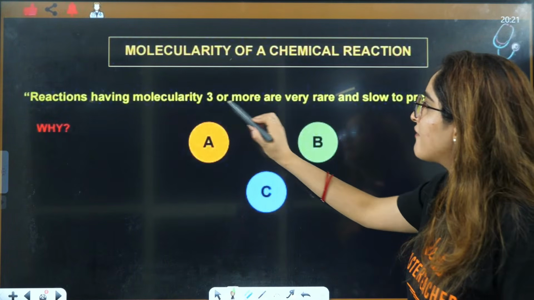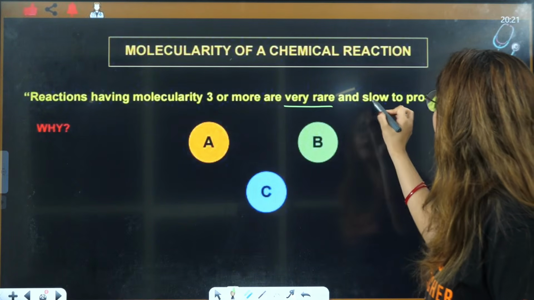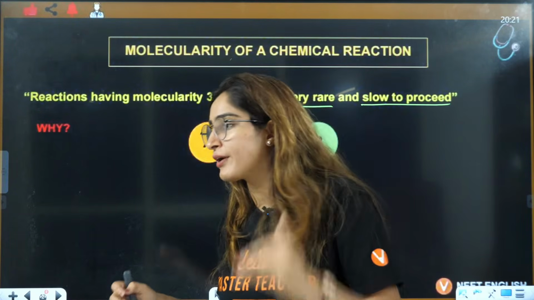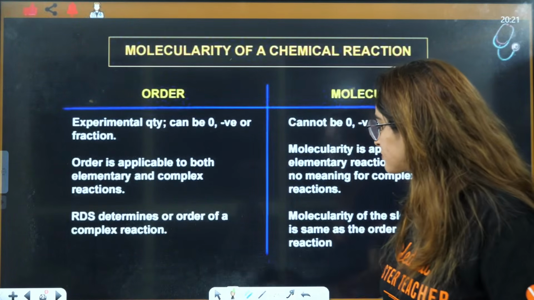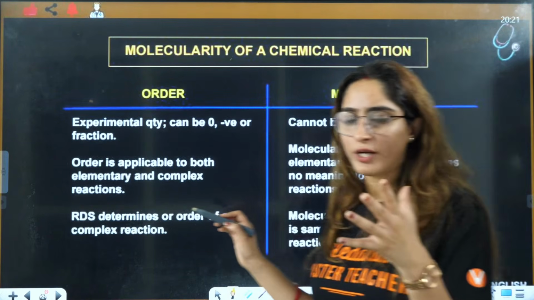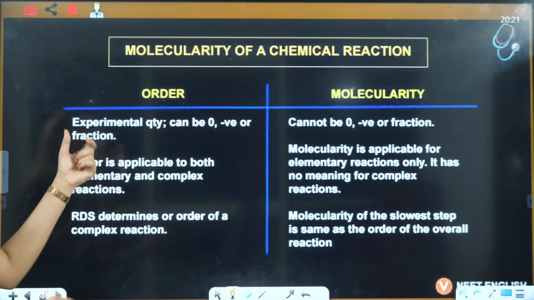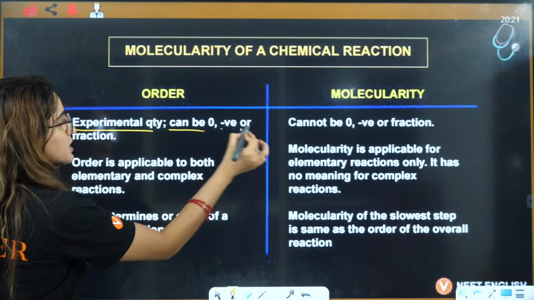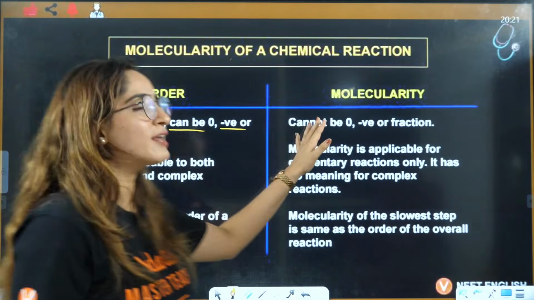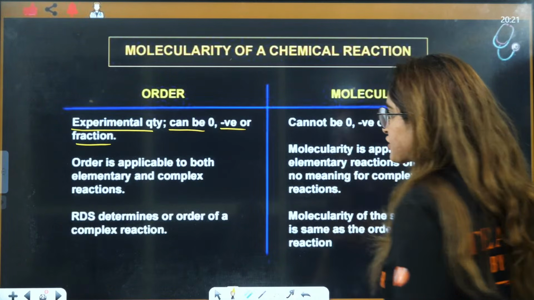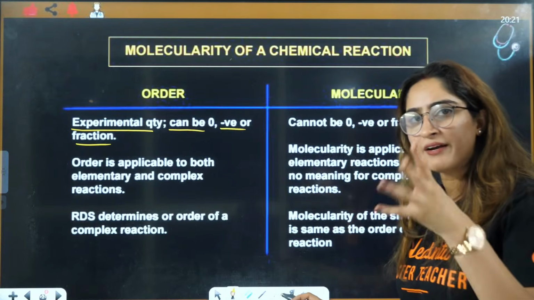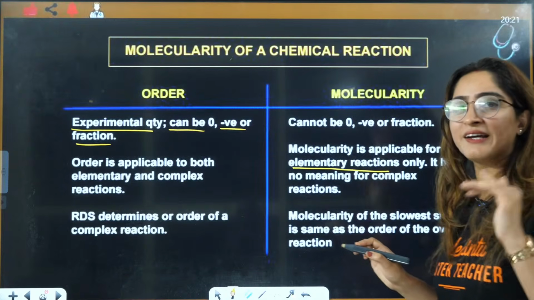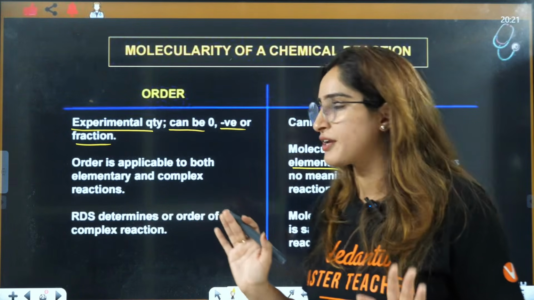So reactions having molecularity 3 or more are very rare and slow to proceed, because that many collisions are very difficult, right? Okay. Now this is the difference between order and molecularity. Experimental order is an experimental quantity. It can be 0, negative or a fraction. Molecularity cannot be 0, negative or a fraction. Order is applicable to both elementary and complex reactions. Molecularity we only defined for elementary reactions. It has no meaning for complex reactions.